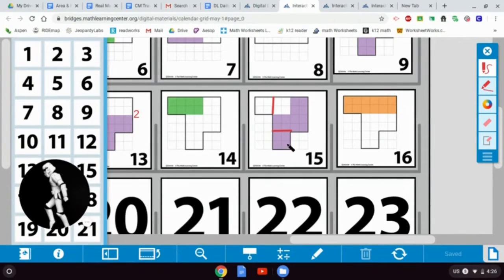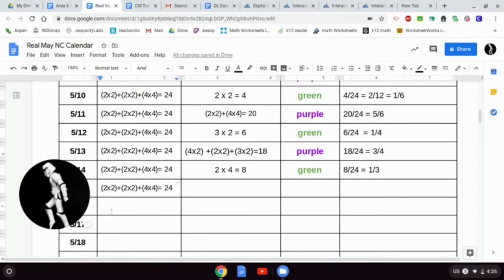Consistency is important. I got one square that is 2 by 2, another square that is 2 by 2, and then one square that is 4 by 4. 2 times 2 is 4, 4 plus 4 is 8, 4 times 4 is 16, 16 plus 8 is our total of 24.